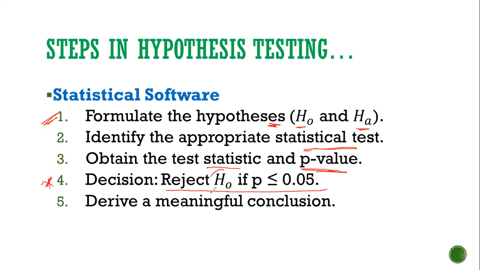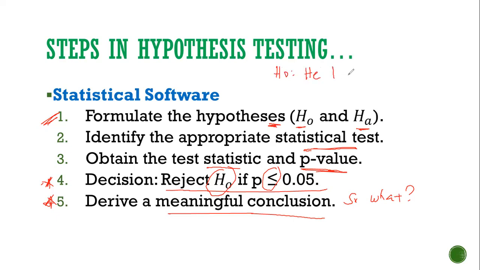You are to reject your null hypothesis if the p-value na lumabas is less than or equal to 0.05. And of equal importance would be you need to derive meaningful conclusion. So what? We answer. So what or what's next? What if you had computed a value that is smaller than 0.05? You rejected the null hypothesis. Anong mangyayari?